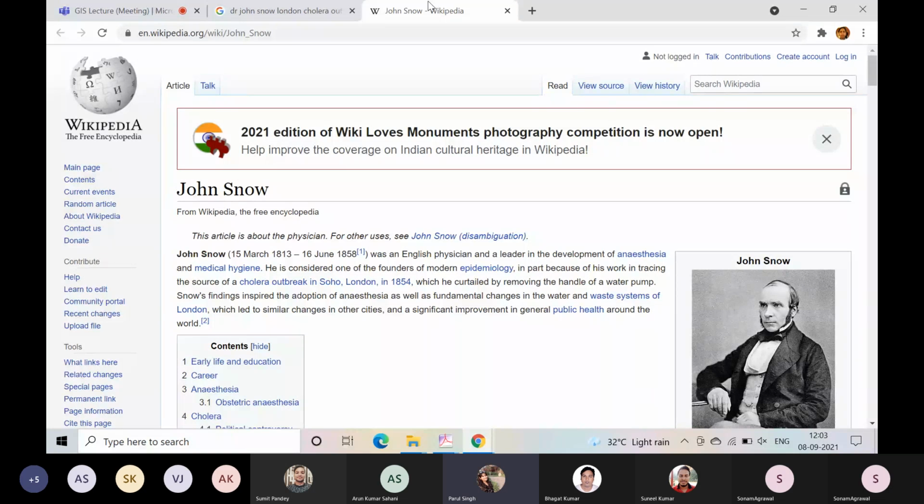Ma'am, he mapped the cholera-related deaths and he plotted the points of cholera deaths on a map along with water pump locations. This approach helped him to see the concentration of deaths and also determine which water pump was responsible for spreading the disease.